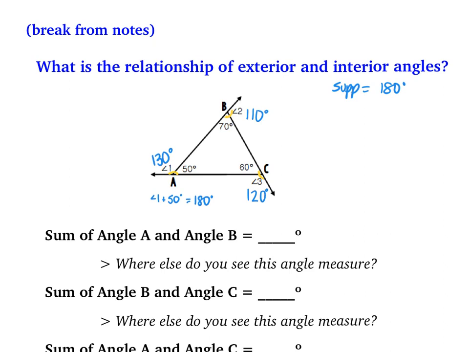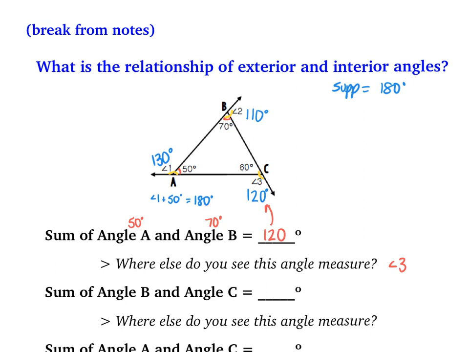So now let's start to look at trying to piece together what an exterior angle and the interior angles have in common. To do that, we're specifically going to look at 2 interior angles at a time. So the first one says look at angle A, which would be here, and angle B, which would be here. Angle A is 50 degrees, angle B is 70 degrees. Together, that sum is 120 degrees. Then it says, where else do you see this angle measure? And we see it right here at angle 3.